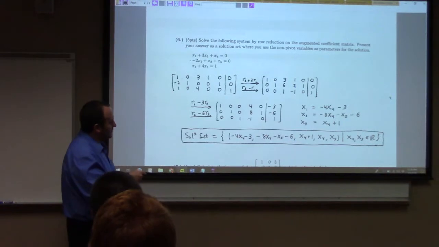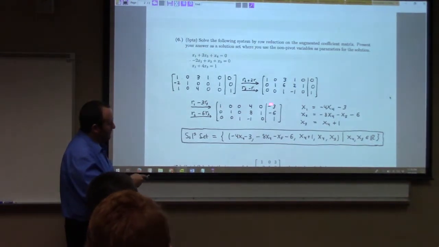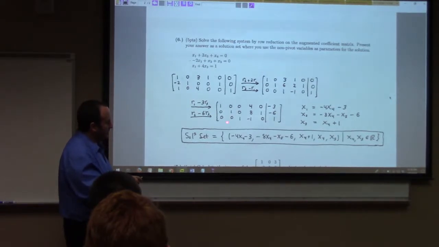So the first row tells me that x1 is that. The second row tells me that x2 is that. The third row tells me that x3 is that. Notice that I put the variables on the other side, and so doing swap the signs. Like plus 4x4 turns into a minus 4x4. Plus 8x4 turns into a minus 8x4 when I put it on the other side of the equation. And likewise for those terms.